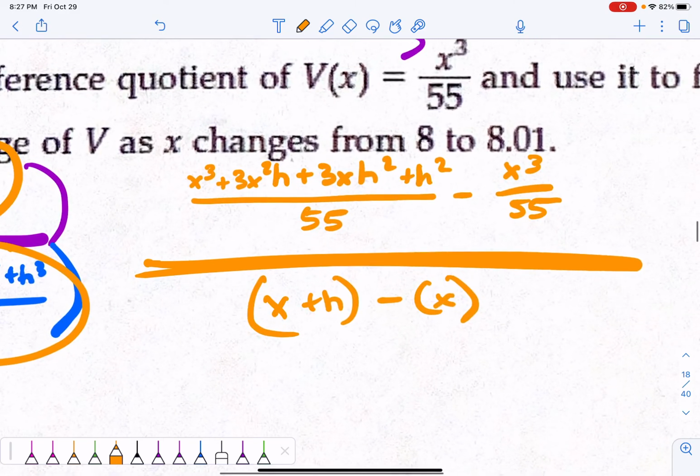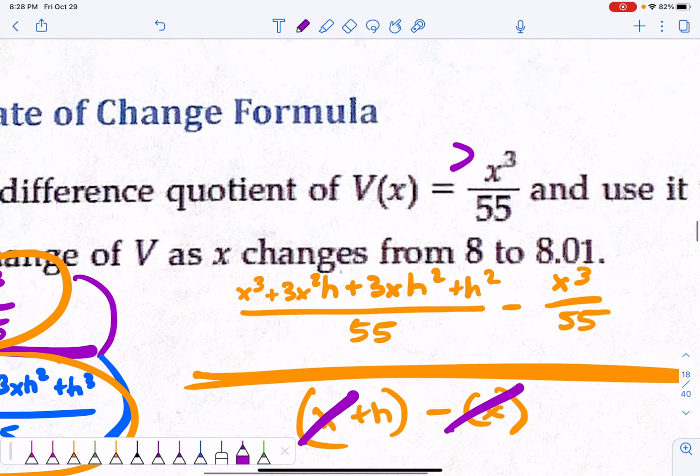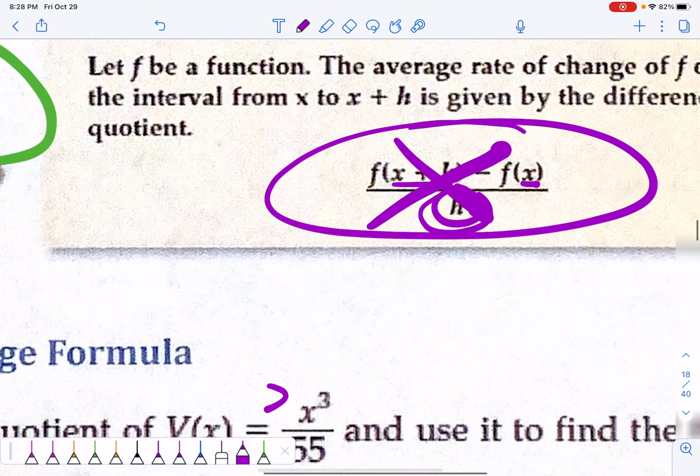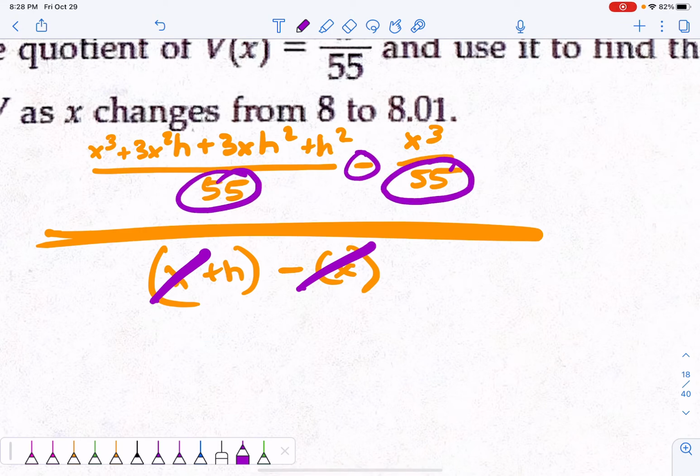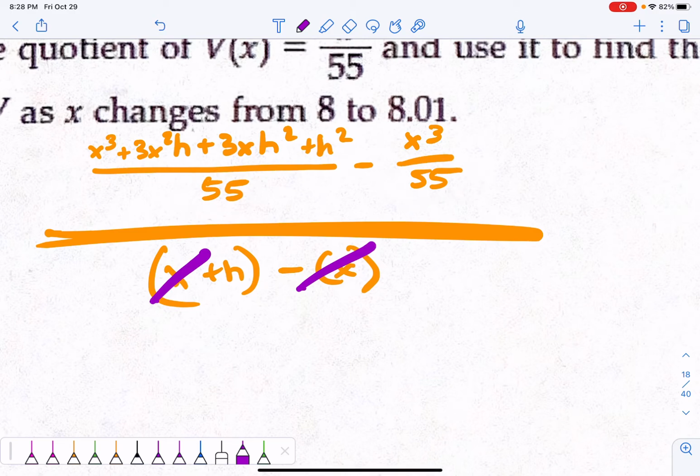Now in x plus h minus x, this x and this x go away. So that's kind of like why in the formula they only have h on the bottom there. So it's just going to be h on the bottom. And then we have a common denominator here when we're subtracting. We have to have a common denominator. But one thing I notice is that x to the third minus x to the third, those go away. And all I have left is this stuff on the top, really.